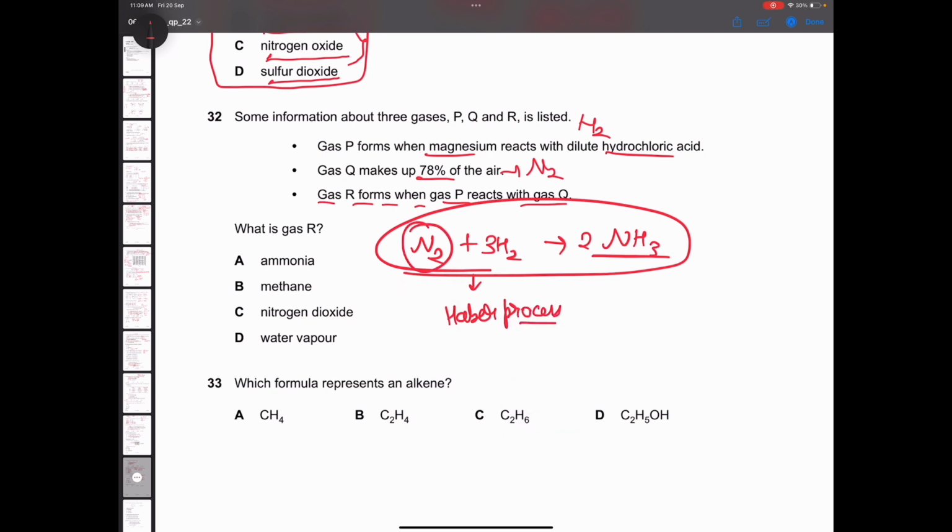So when nitrogen combines with hydrogen, ammonia is formed. So option number A will be correct.